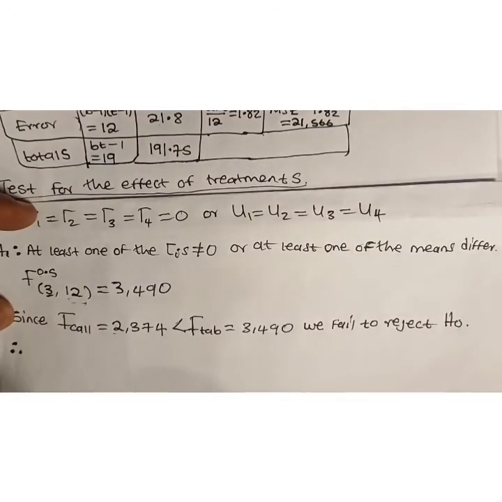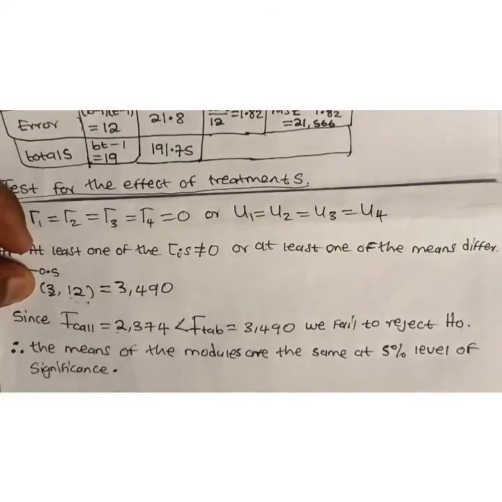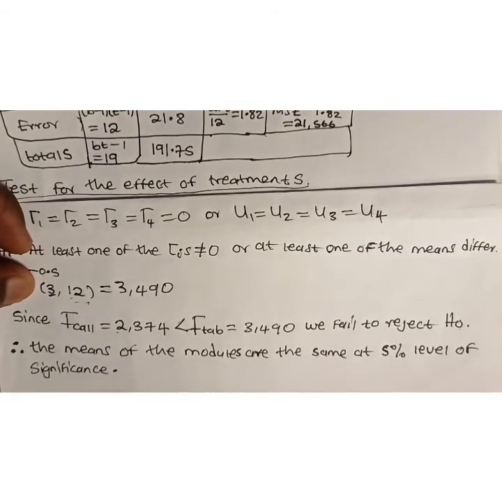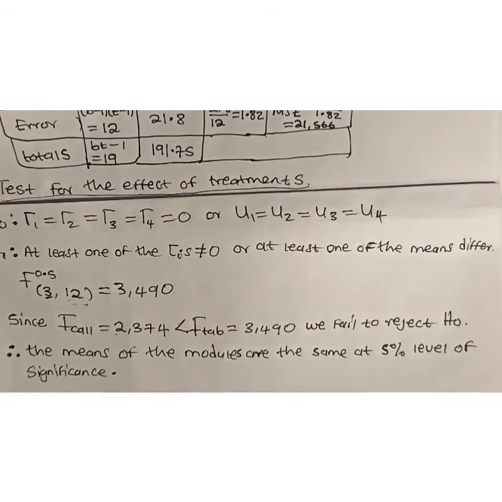Therefore, our conclusion will be the means of the modules are the same at 5% level of significance. Remember, modules were referring to our treatment from the scenario. So let's also test if blocking was efficient.